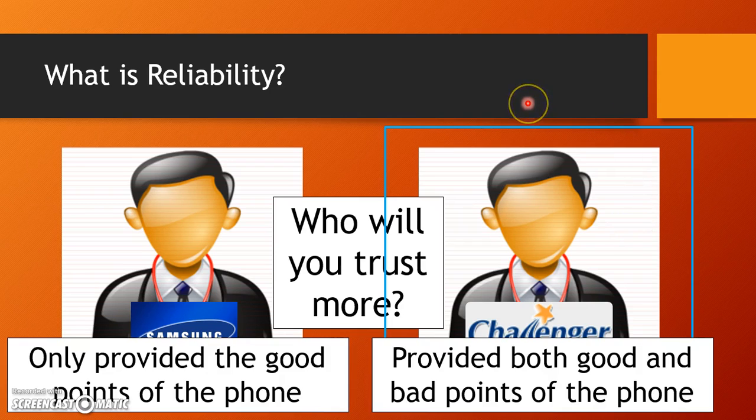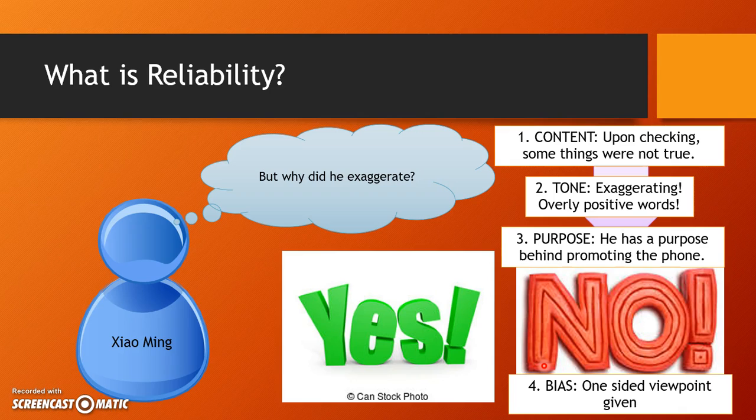How come? Because, let's look. Just now, whatever the Samsung person said is only the good side of the phone, the good things. But the challenger person provided both good and bad points of the phone, so he's more objective. He has presented the pros and cons for me to think about, so I can think whether I can live with the bad points of the phone or not. So obviously, the fourth thing that I'm checking on is bias. For the Samsung person, he only gave a one-sided viewpoint, so I will not trust what he said. I will again check it with somebody else.